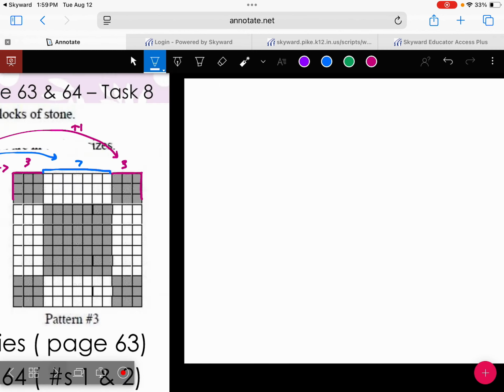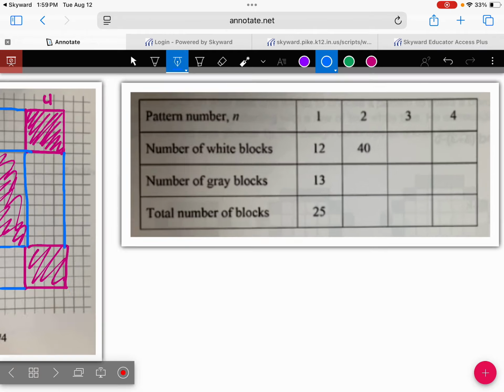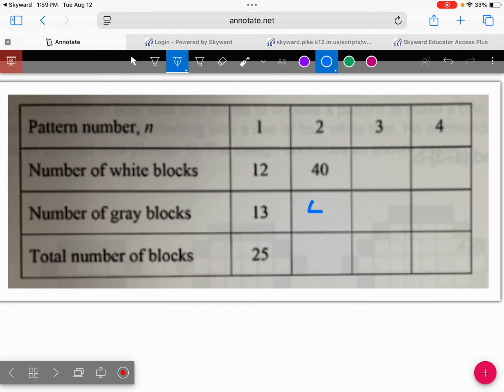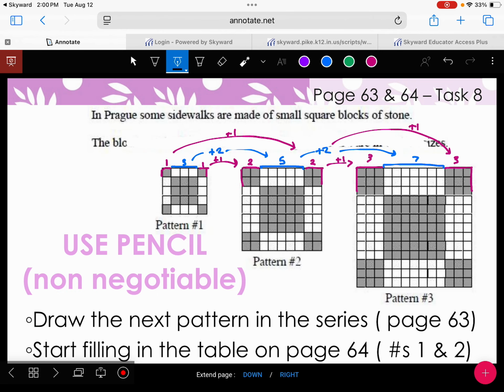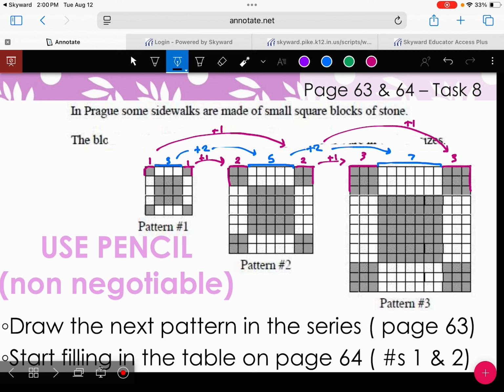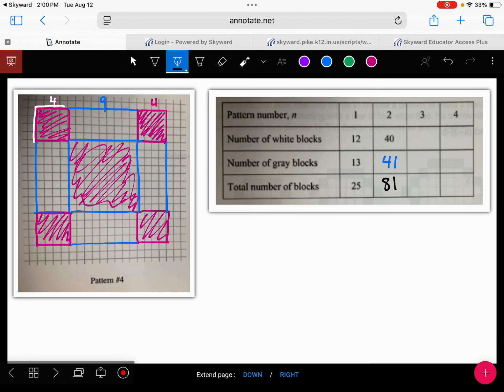Yeah, we've got 41 gray blocks. They've already counted up that we have 40 white blocks. So how many total blocks are there in pattern number 2? 81. Because we have 40 white blocks and 41 gray blocks for a total of 81. It's kind of annoying having to try and count all of them. Ew, gross, right? I see down here, we wind up with 25 total blocks in pattern 1, and we've got 81 total blocks in pattern 2.